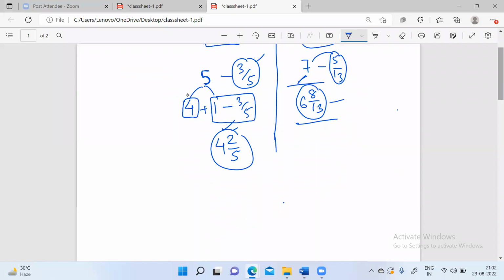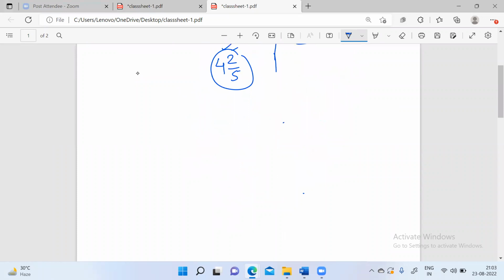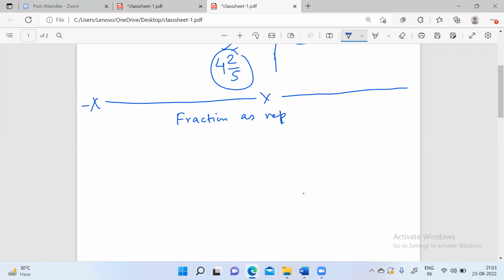So now you know how to treat mixed fractions. Let's go to the second part of our class. Till now I have been teaching you the use of fractions on the number line or with numbers. Now I'll be using fractions as a representation of parts.